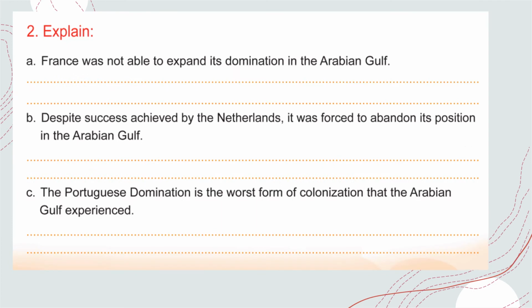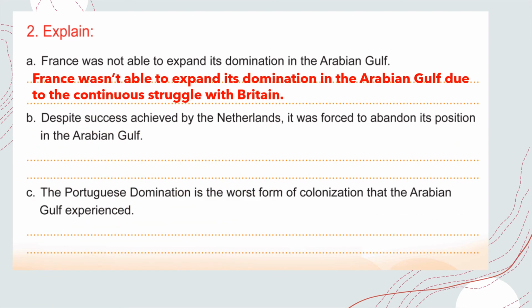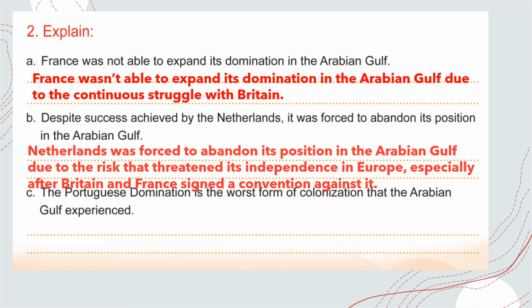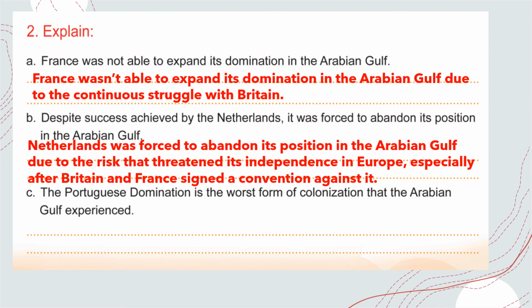So now we're going to continue solving exercise 2 on page 21 in your book. So we're going to explain these sentences. So why was France not able to expand its domination in the Arabian Gulf? It is because of the continuous struggle with Britain. Part B. Despite the success achieved by the Netherlands, it was forced to abandon its position in the Arabian Gulf. This is due to the risk that threatened its independence in Europe, especially after France and Britain signed a convention against it.